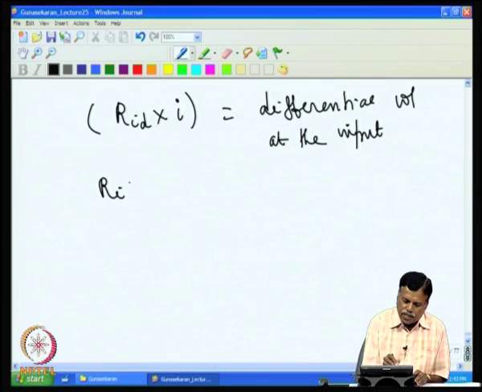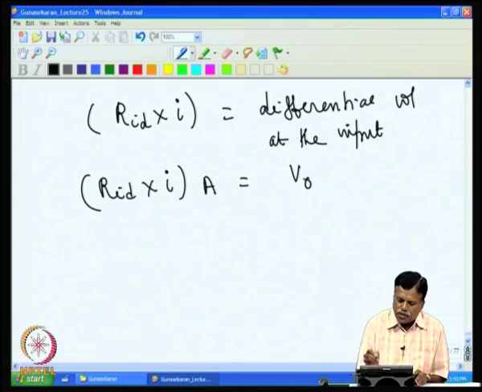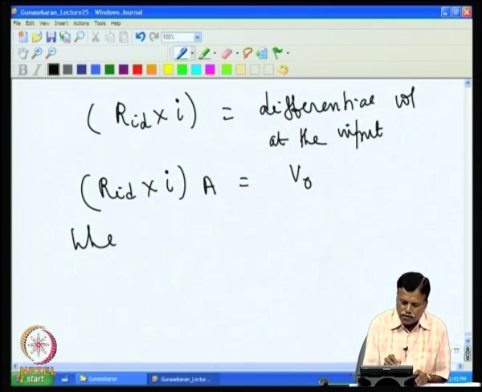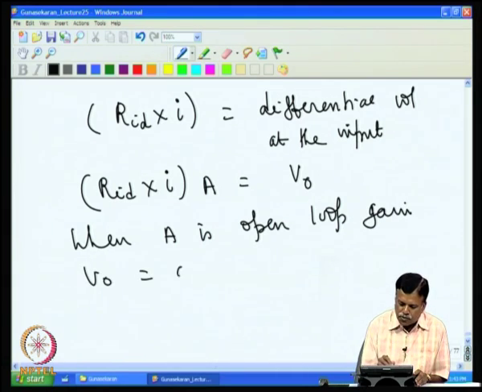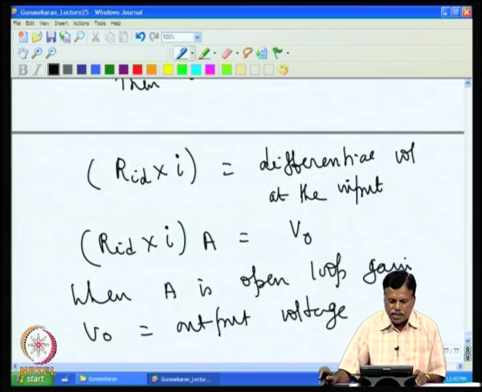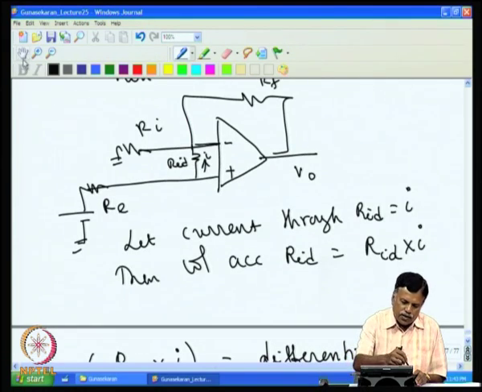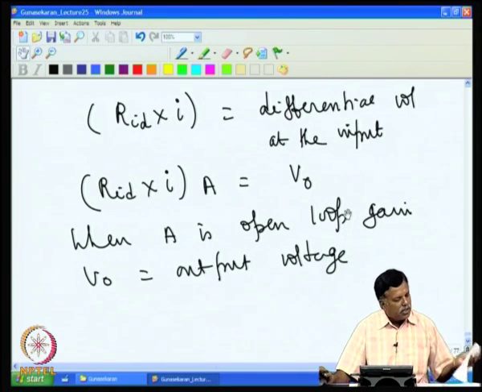So, RID into I into A would be equal to the output voltage, where A is the open loop gain and V0 is the output voltage. Essentially, RID into I is the input voltage, multiplied by the open loop gain, is the output voltage equal to V0. So, we have now RID I into A equal to V0.